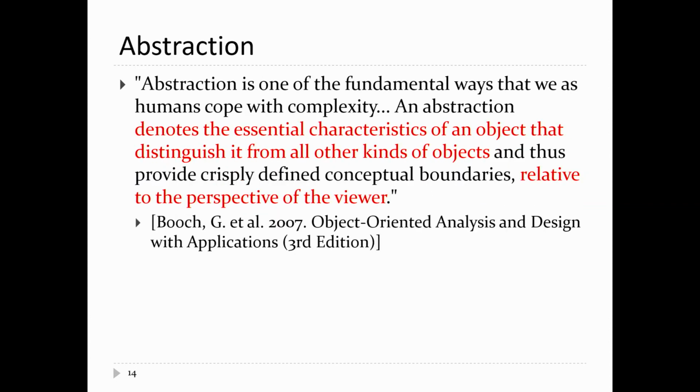So what does all that mean? It denotes the essential characteristics of an object that distinguish it from all other kinds of objects. When we talk about something like a list, List is an abstraction, an idea of something. So what are the essential characteristics of a list? Well, it's an ordered sequence of elements where you can access the elements using an integer index. That's all you need to know to use a list.